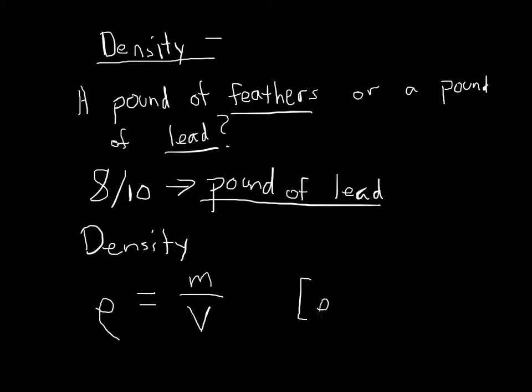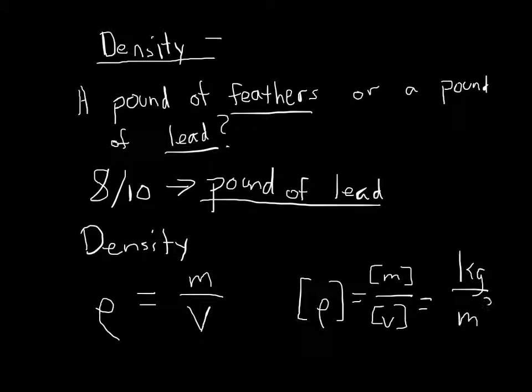If we think a little bit further on density, like all quantities in physics, density has units. The units of density are going to be the units of mass divided by the units of volume, and that is going to give us that the units of density are kilograms over meters cubed. Volume is a length times a width times a height, so it's cubic length.